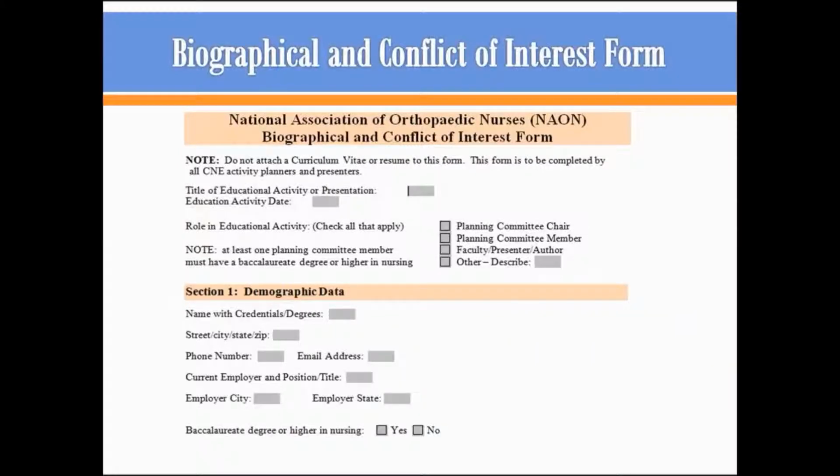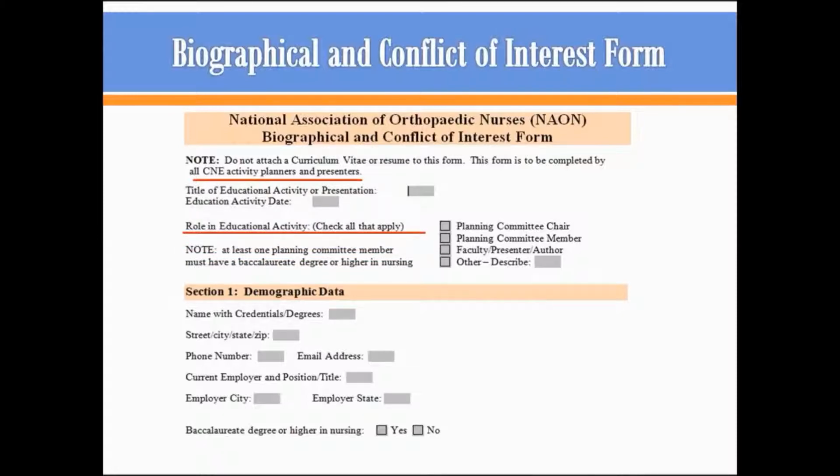Now let's spend a little bit of time just looking at the new forms and evaluating how to complete them and showing you some examples. This is the biographical and conflict of interest form. Again, remember that all CNE activity planners and presenters complete this form, the very same form.